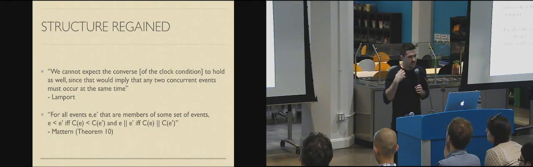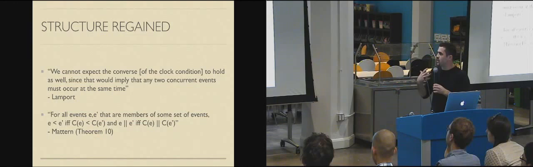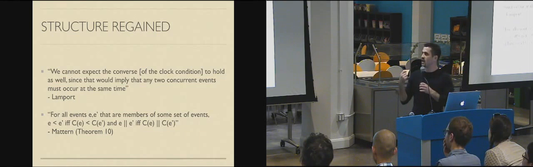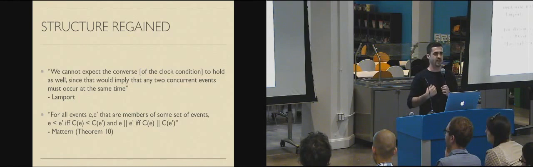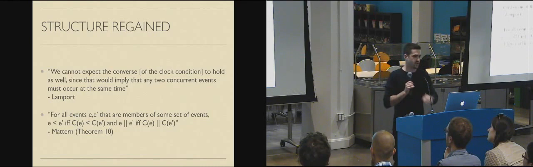And so this lattice actually regains our structure. The events in the distributed system are themselves something that looks like a lattice, and we can represent them with vector time. Now we can make very succinct statements about the relationship between events and the relationship of their clocks. We can say that if and only if the clock of one event is less than the clock of the other event, then one happens before the other. And that's something we couldn't do with Lamport's clocks before. Matern goes through a series of formalizations, but the most interesting one is this theorem 10.